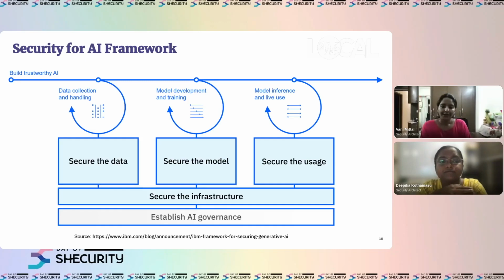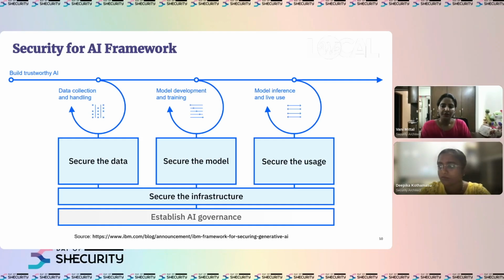And for that, we need to understand the different stages of an AI pipeline and the attack vectors in each stage. If we can secure the AI pipeline, we can build secure and trustworthy AI. The AI pipeline here refers to the end-to-end process of developing, deploying, and maintaining AI systems. So it has three core stages: data collection and handling, model development and training, and finally model inference and live use. In addition, the infrastructure on which the AI systems are built and run needs to be secured.